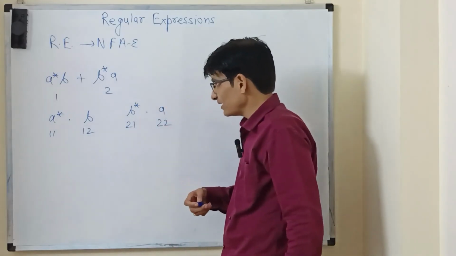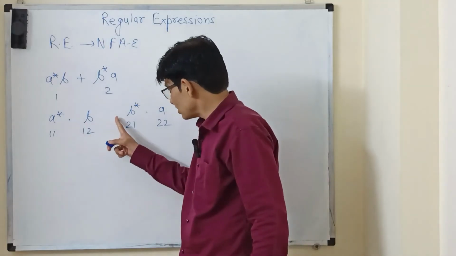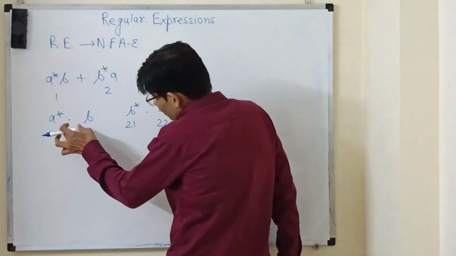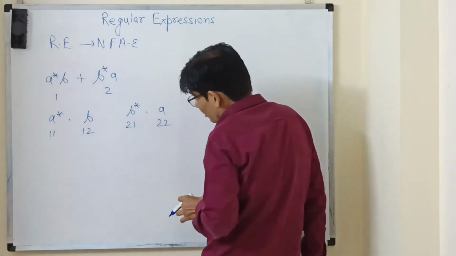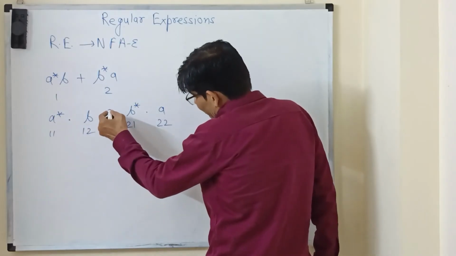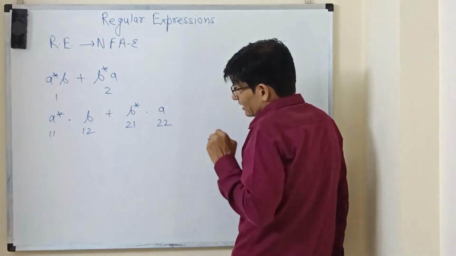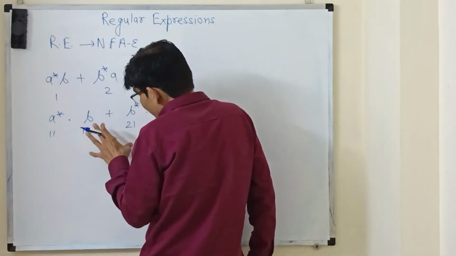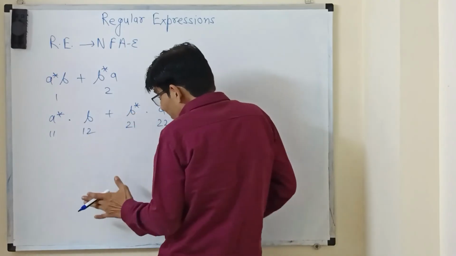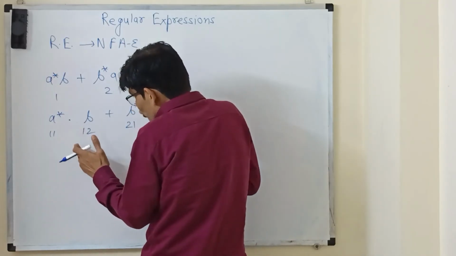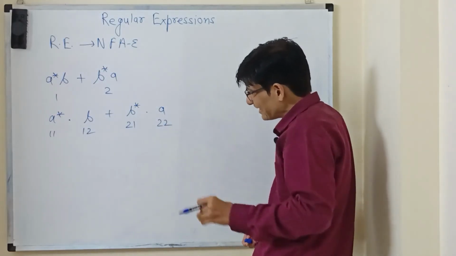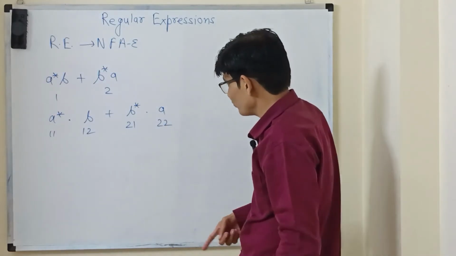Now you can see, my friend, these four parts of this regular expression are there. The first two parts are connected with dot, the second two parts are connected with dot, and these two parts are connected with plus. So that means we have a choice. These two are compulsory, these two are compulsory, but these two are a choice. So how can we create an NFA with epsilon move for this?